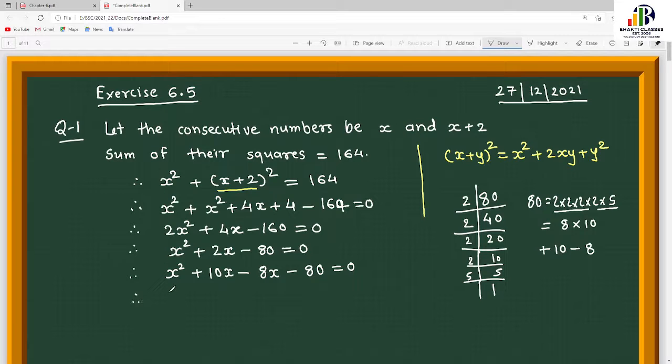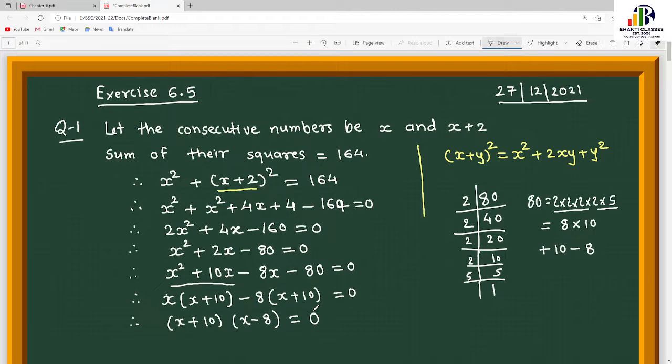Therefore, from the first two terms I am taking x common, so we will have x plus 10, and from the last two terms I am taking 8 common, so we will have x minus 8 times x plus 10 is equal to 0. So x plus 10, x minus 8 is equal to 0.